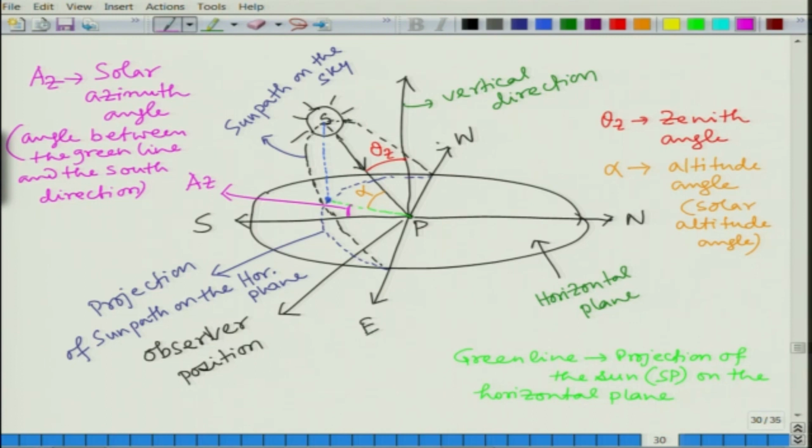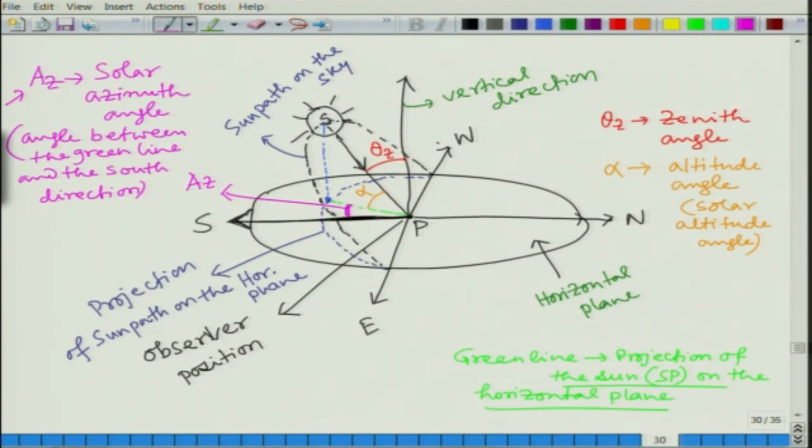Right. So, if you look at this angle, this is the angle on the horizontal plane, and the angle is between the green line here, which is the projection of the sun ray on the horizontal plane, and the south direction. So, this is the south direction, and that is what we call the solar azimuth angle.